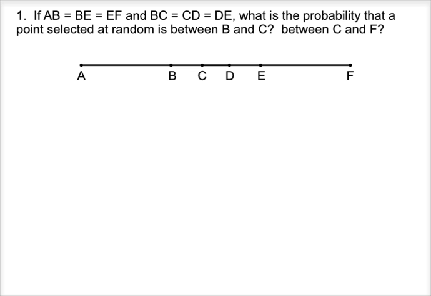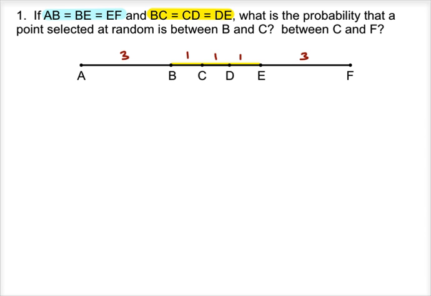So problem 1. If AB equals BE equals EF and BC equals CD equals DE, what's the probability that a point selected at random is between B and C and between C and F? The first thing I'd like to look at is that BC, CD, and DE are all the same size. So on the number line, all of those should be congruent. I'm going to give them numerical values and just say they're all a distance of 1. The next thing I notice is that AB, BE, and EF are all the same size.